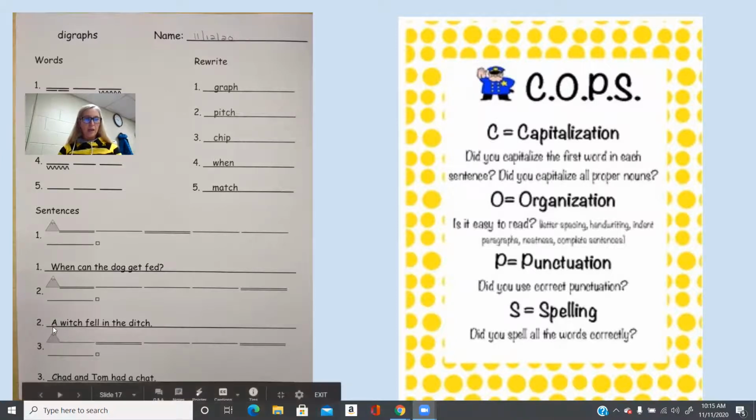Sentence number 2, a witch fell in the ditch. Again, we have that ch sound immediately following the short vowel, so we're going to have TCH. In the word ditch, we have the ch sound immediately following the short vowel, so we're going to have TCH. Sentence number 3, Chad and Tom had a chat. All right, if you would like, I would love for you to continue working on those sentences.